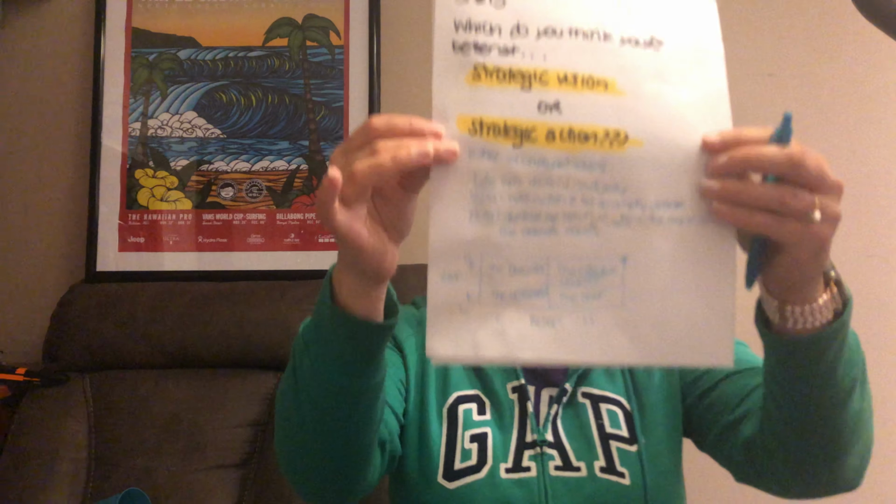And for chapter 13, again, here's my fancy PowerPoint. Thanks for playing along. The question was, what do you think you're better at, strategic vision or strategic action? Now we know that vision quite often precedes action. And we also know that in order for something to be really successful, we have to have a vision, but we also, more importantly, have to act upon that vision.